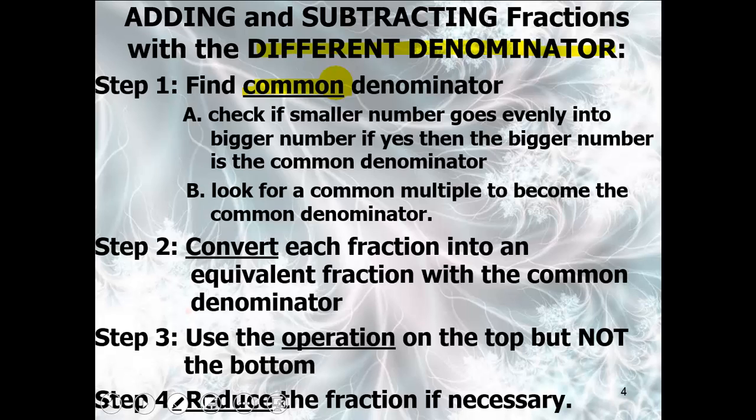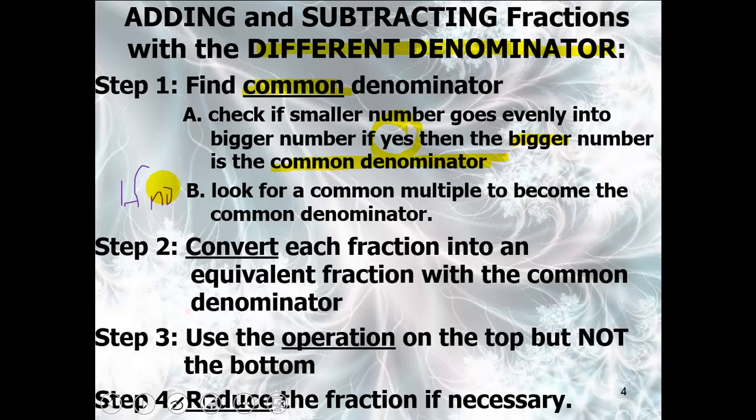In order to do that, you're going to first look to see, just like we learned before, does my smaller number go evenly into my bigger number? If yes, then the bigger number is automatically your common denominator, and that step is done. If no, then you're going to start thinking about multiples of the bigger denominator, and see if your smaller number goes evenly into any of those. Okay, we'll pick that up in some examples.